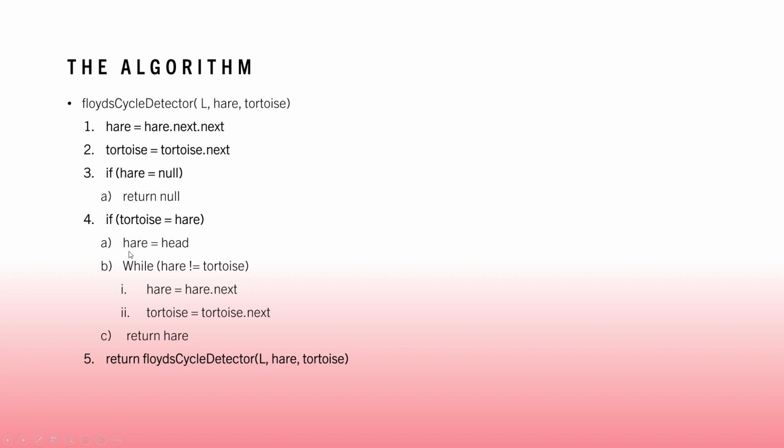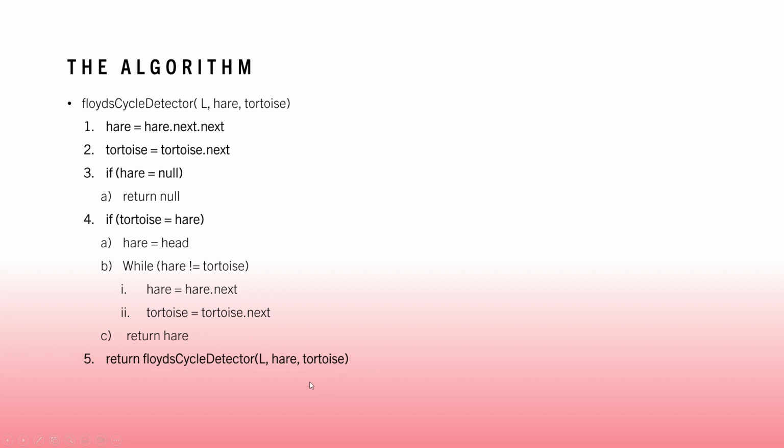And we set hare equal to head. And then while hare and tortoise are not the same thing, we go through and have hare equals hare.next and tortoise equals tortoise.next and check if they're equal again. Whenever they are equal, they'll leave this and we'll return hare, which will be the first node in the loop. If tortoise and hare are not the same and hare does not equal null, then we call this function again and go to the next nodes.